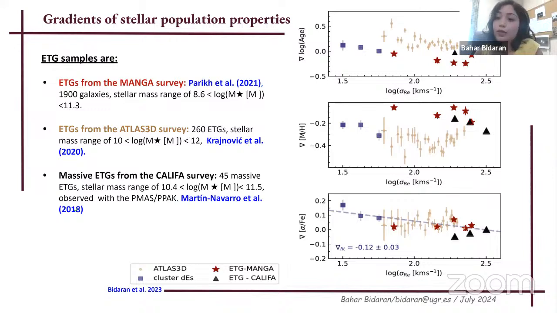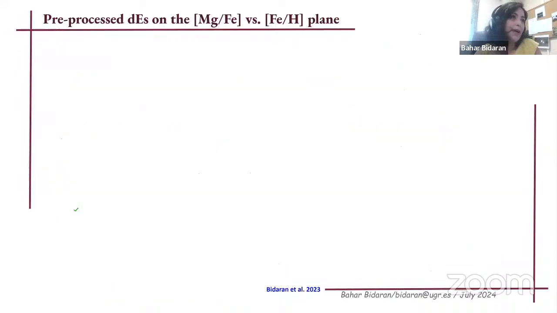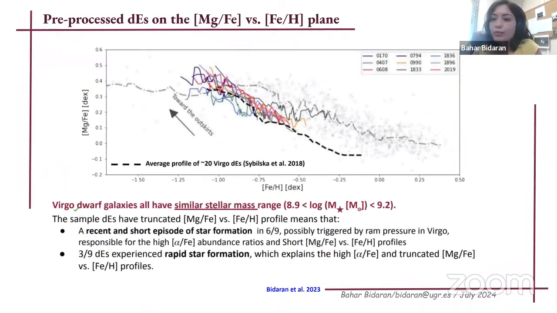And that's why you are looking at positive alpha over Fe for dwarf galaxies. Again, we need more dwarf galaxies to confirm these relations. And also, I want to present the famous Mg over Fe versus Fe over H plane, which is one of my favorite tools.